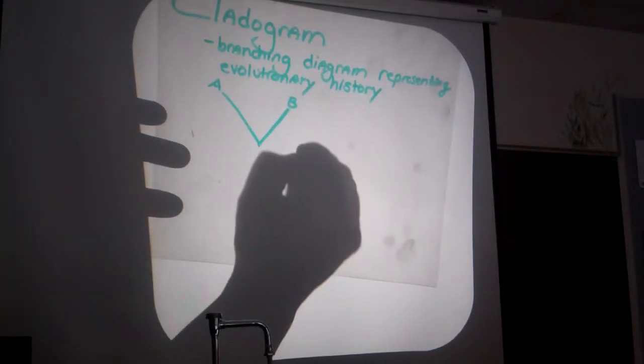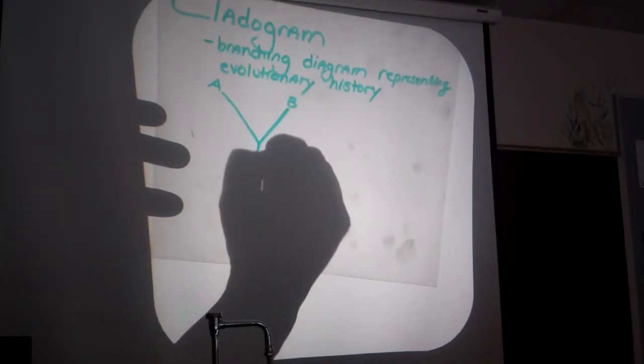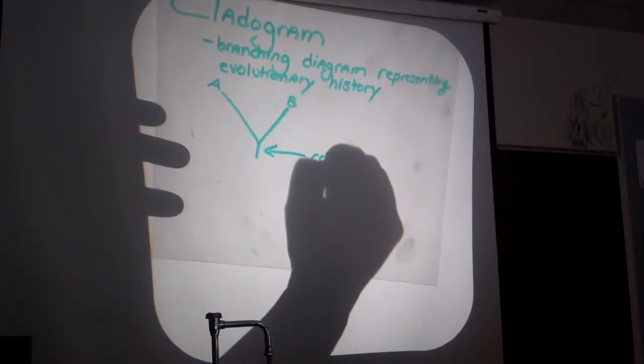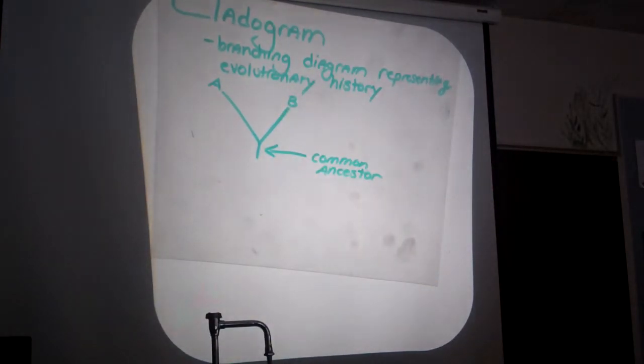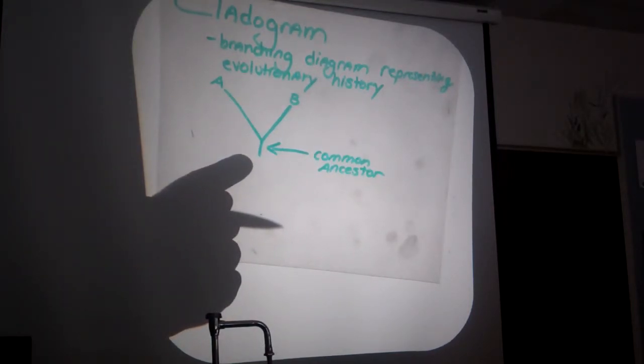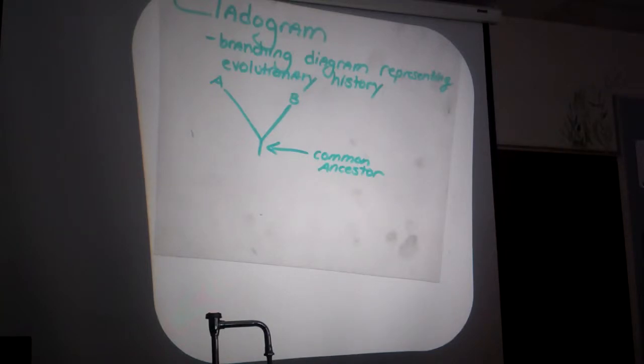Let me tell you another thing. Where those two branches come together represents the common ancestor they came from. In other words, down here, you have a branch that represents an ancestor. It's not A or B, but over time, from that common ancestor, species A came about, and then species B came about. So that's the simplest cladogram you'll ever see. They get really complicated looking, but that's the general idea.